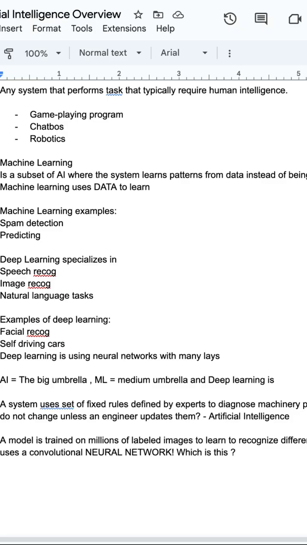In the next video, I'm going to go deeper into the main three types of learning, which are supervised, unsupervised, and reinforcement. I'll put all of these definitions in the document that I'm putting together to the right.